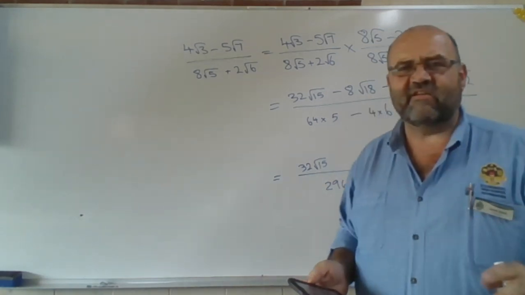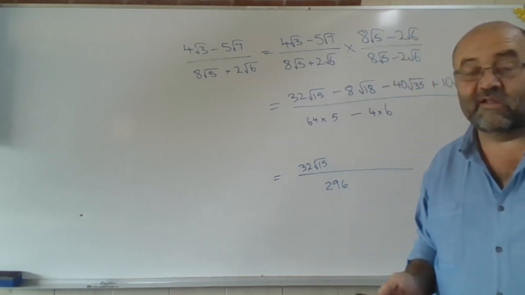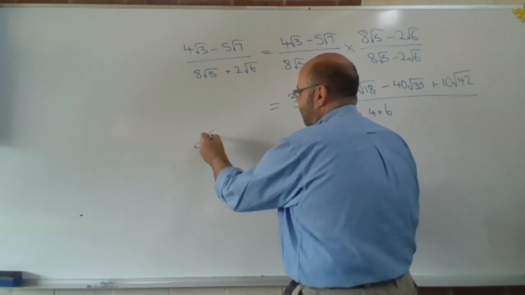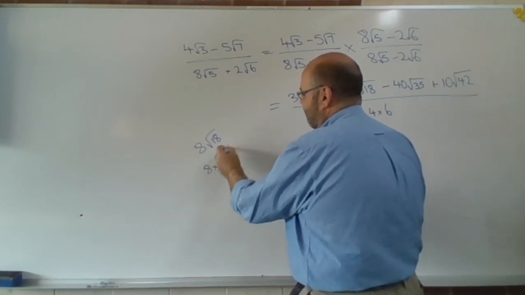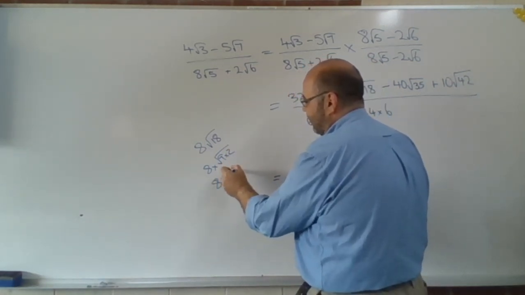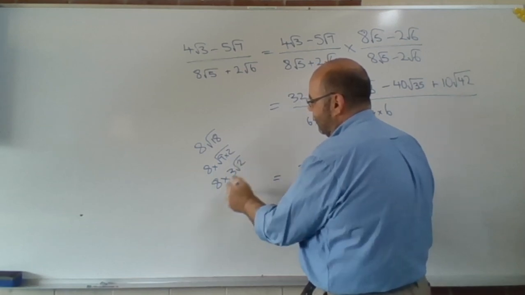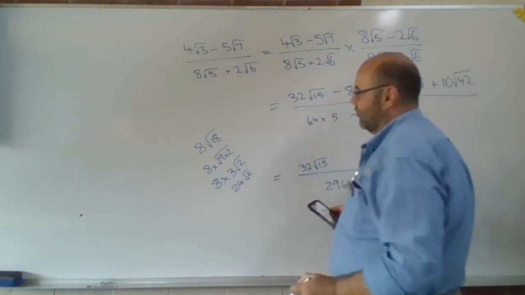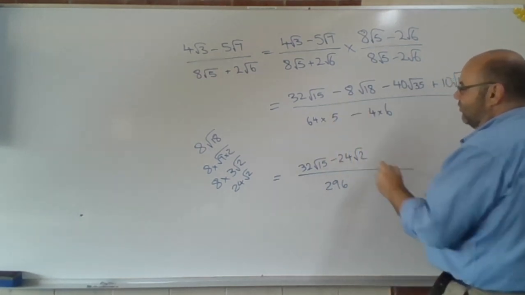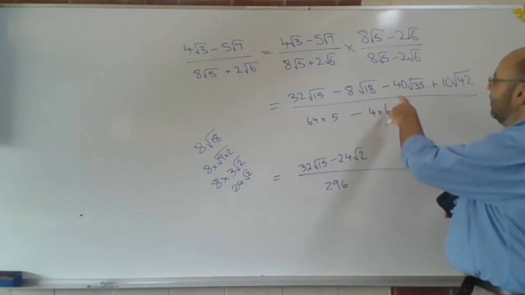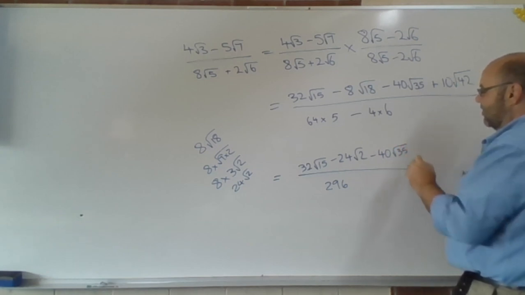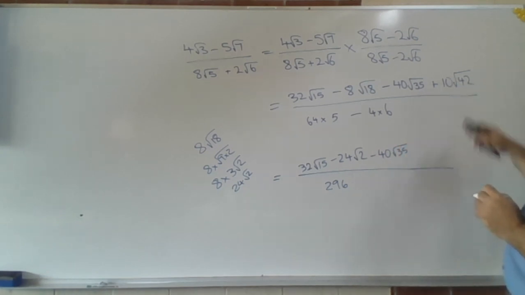Now look at this 8 root 18. Can I simplify root 18? Is there a square number that goes into 18? Yeah, 9 goes into 18. So think about 8 root 18 for a second. That's 8 times the square root of 9 times 2. That's 8 times the square root of 9, which is 3, times the square root of 2. That's 24 root 2. So this is minus 24 root 2, minus 40 root 35, plus 10 root 42.